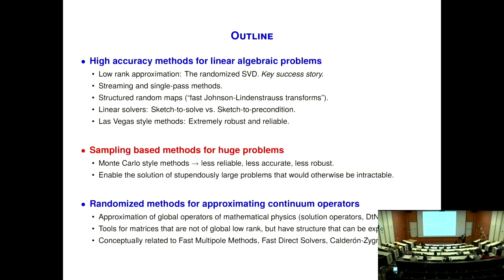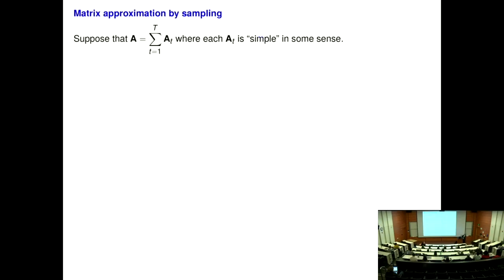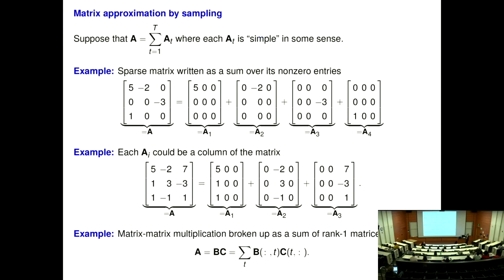But in certain cases, you can build methods that cost less than a matrix vector multiply. Of course, this cannot work in the general case, but in many specialized cases, this is of interest. So what's the idea here? We think of a matrix as being built up of some simple building blocks. For instance, you can take a sparse matrix and think of it as a sum over all its non-zero entries. You can take a general matrix and think of it as a sum of its columns. So each subpart here has only one column.